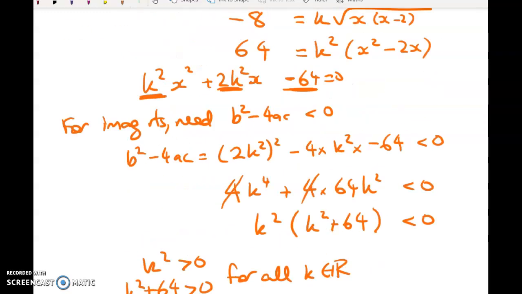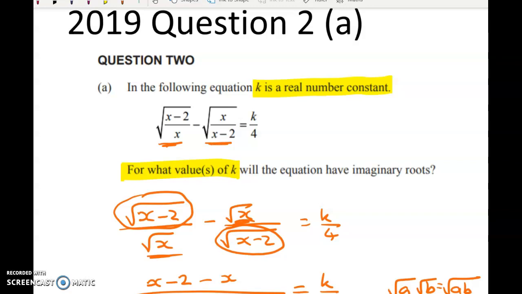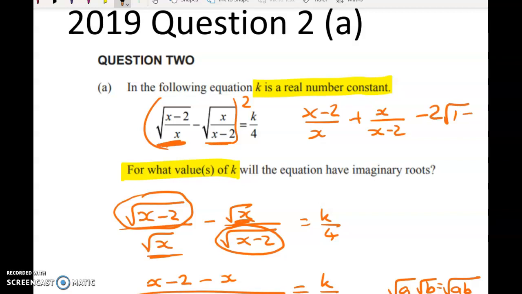Do give it a go doing it the other way, because I think it's useful to see what not to do. If you square both sides here, you will get there, but you're just going to have more work. You're going to have x minus 2 over x plus x over x minus 2, and then you get a reasonably nice term here because you get minus 2 times, that works out to be root 1. So it looks like you're getting somewhere, and you are, but you're not getting there as fast as the way that I've done it, which is also the way that they did it in the schedule.